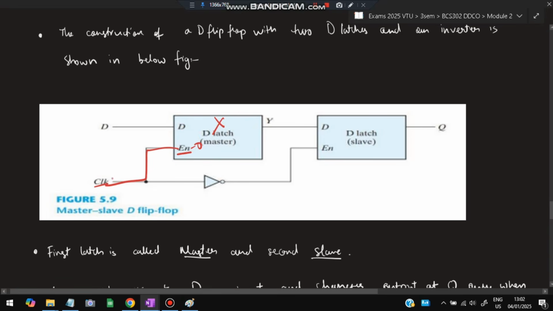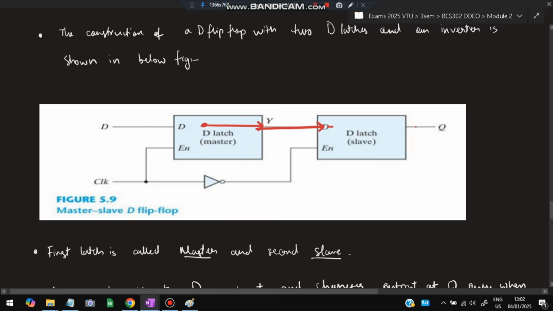Enable depends on clock. Clock will be becoming 1, and it will become 0 after some time, again 1, again 0, again 1, again 0. So whenever it becomes 1, at that time it will come here and enable this one, and whatever input is coming from here, that will be stored here, and that will be passed to Y, and from Y it will be passed to this D.